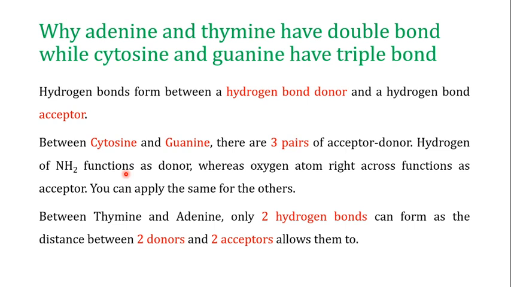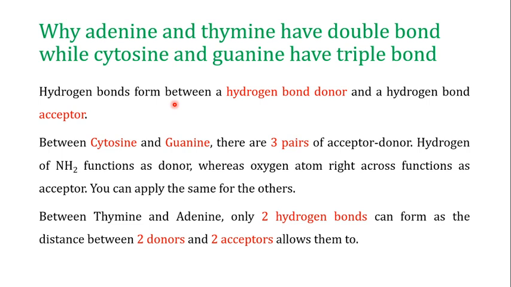Now the question is, why do adenine and thymine have a double bond while cytosine and guanine have a triple bond? Because in both of these cases, this is the purine and this is the pyrimidine. So why does one pyrimidine and purine interaction make 2 hydrogen bonds, and another pyrimidine and purine interaction make 3 hydrogen bonds?